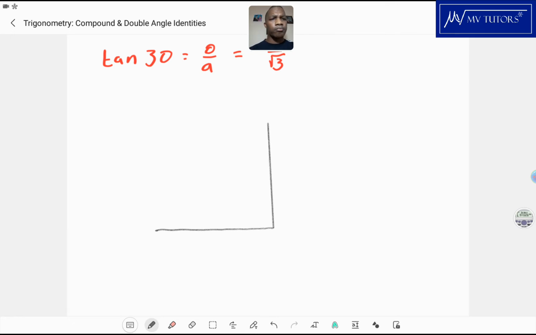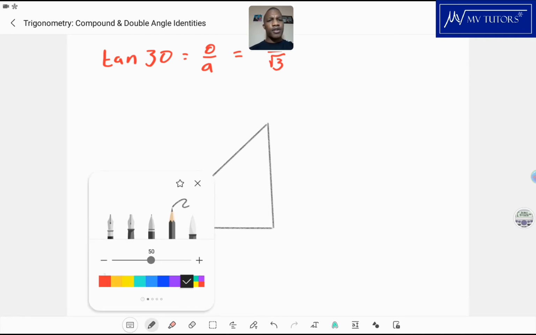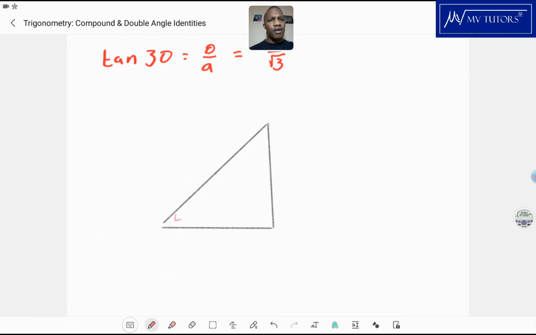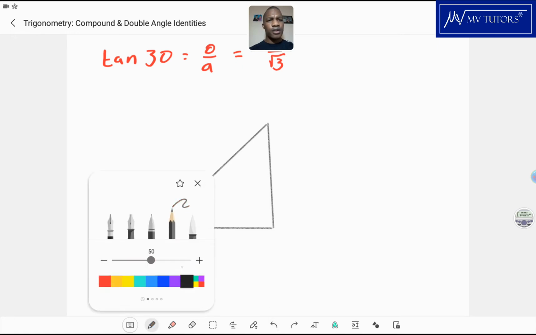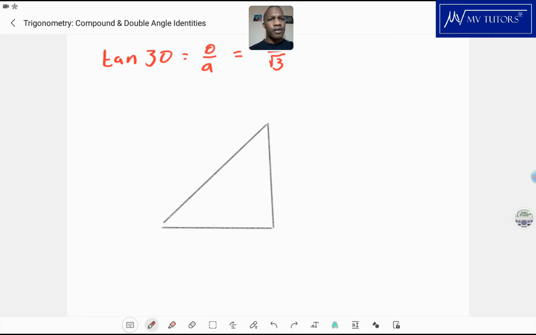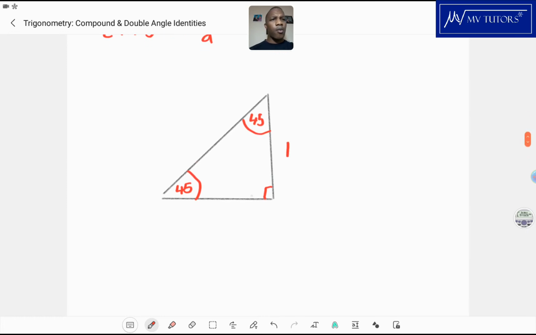Okay, I need my line straight. Okay, so let's do this. There we go. And then that's it. So this one, you have 45 degrees. Let's just go back to the pen. 45 degrees there, and then you also have a 45 there. You have a 90 there. Okay, and the numbers are 1, 1, and the square root of 2.